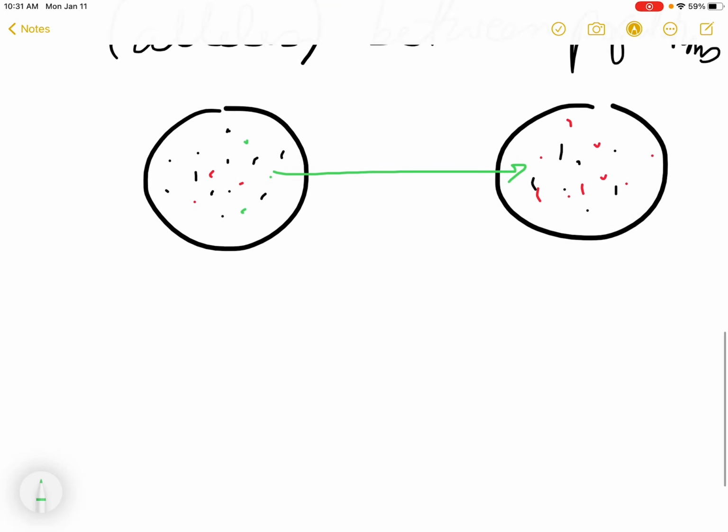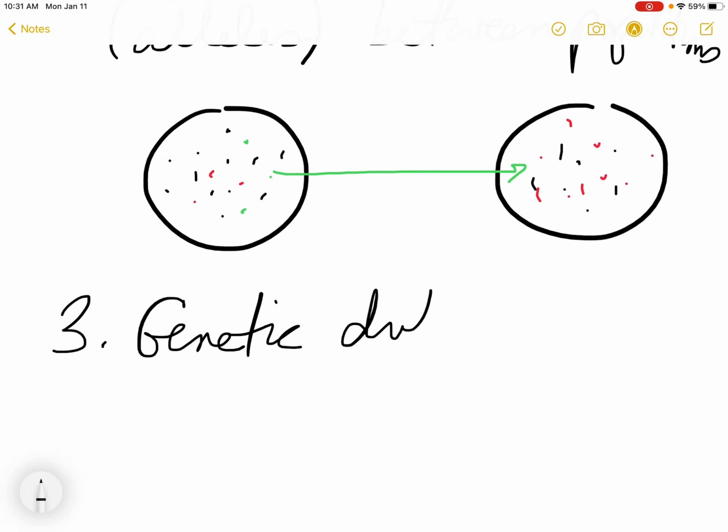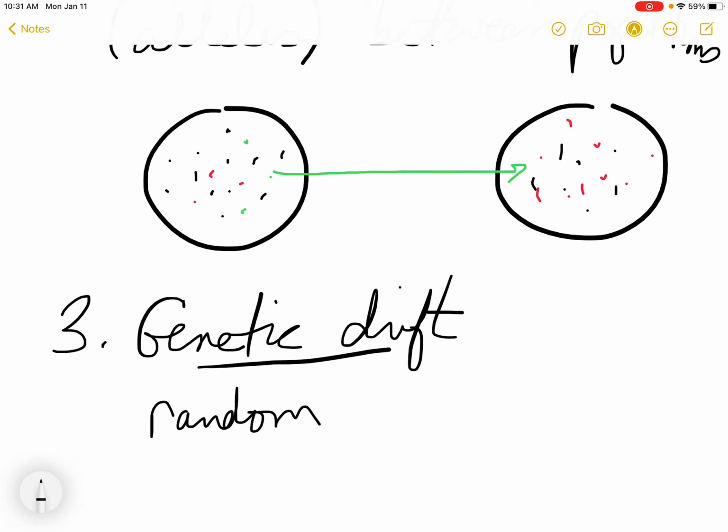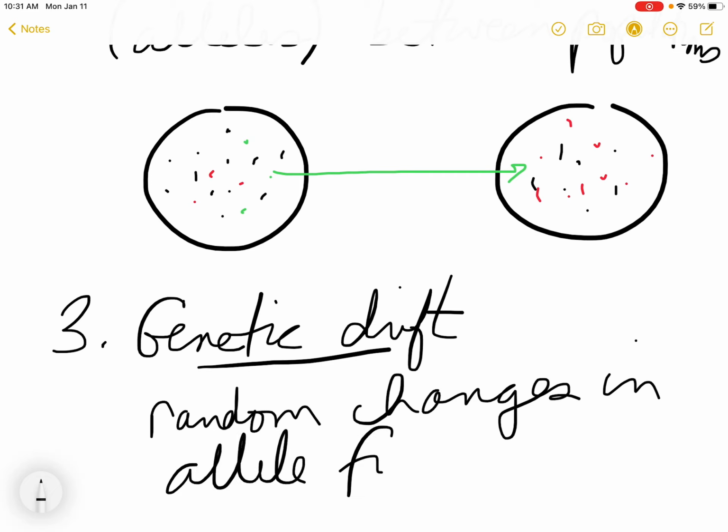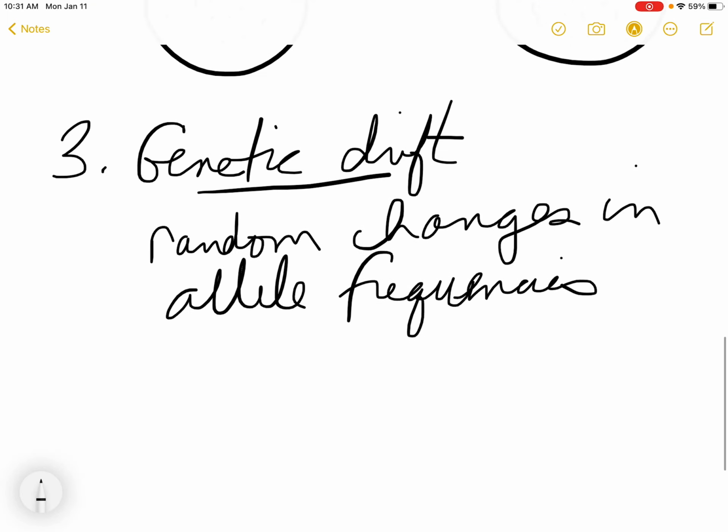Now, related to this, and your textbook calls it a whole different thing, and it sort of is, but I like to put the two together because they both deal with the movement of alleles. Genetic drift, right? And genetic drift is sort of random changes in allele frequencies. And this is usually caused by chance, by environmental factors.